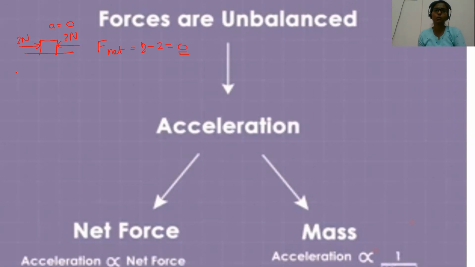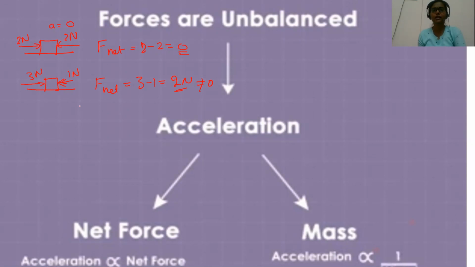Because equal force is applied on both sides, 2 minus 2 gives us 0. Suppose there is a block, children, and on one side you are applying 3 Newtons and from the other end only 1 Newton. In that condition, the net force equals 3 minus 1, which is 2 Newtons. This 2 Newtons is not equal to 0. So this is the condition of unbalanced force.